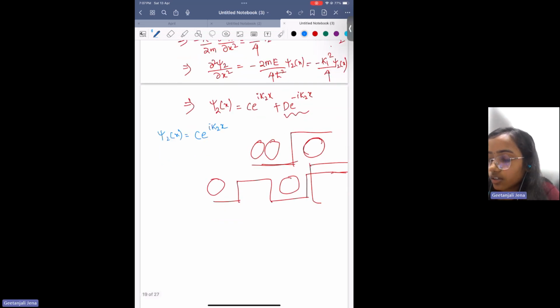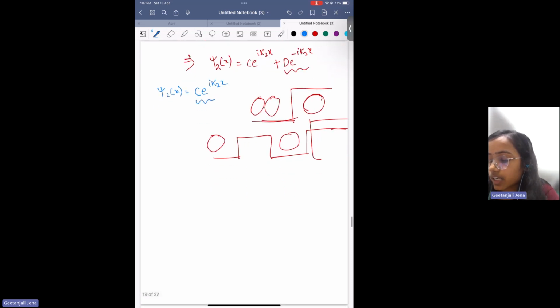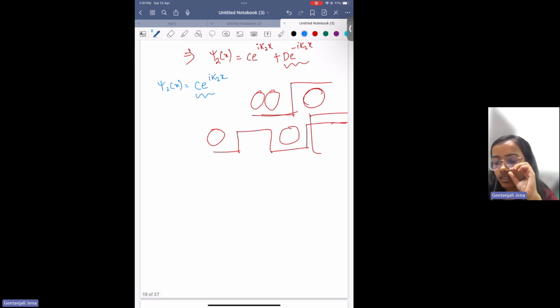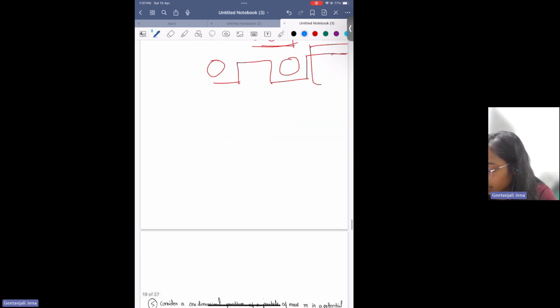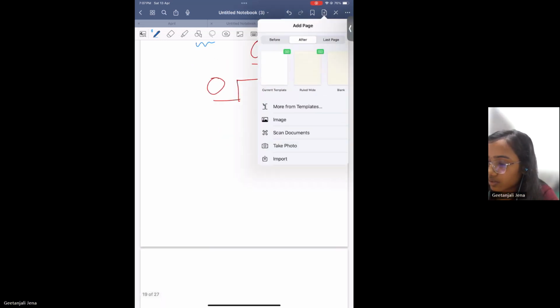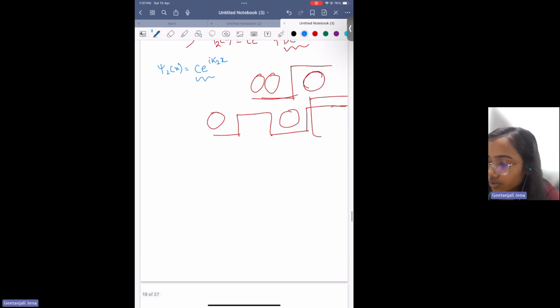Now you can get the constants A, B, and C by putting in the boundary and continuity conditions. x equal to 0 is the boundary point, so you have to apply the continuity condition here. The continuity condition is that psi 1 of x at x equal to 0 must be equal to psi 2 of x at x equal to 0.